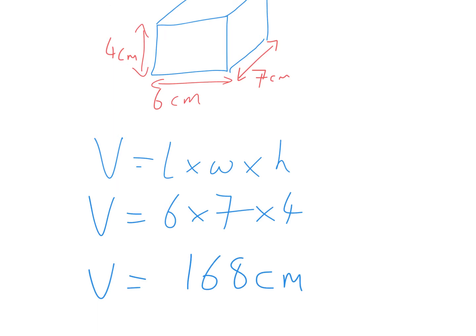Now for volume, it's centimeters cubed, and the reason for that is because we multiplied centimeters by centimeters by centimeters. Just like if we're multiplying x's by x's by x's, it would be x cubed. If we multiply centimeters by each other, it's centimeters cubed. It's just like area is always squared, the volume is always cubed.